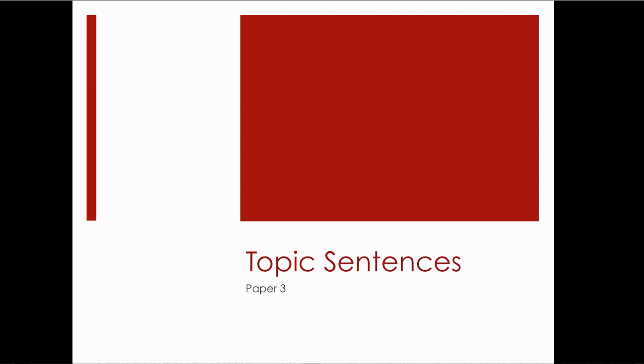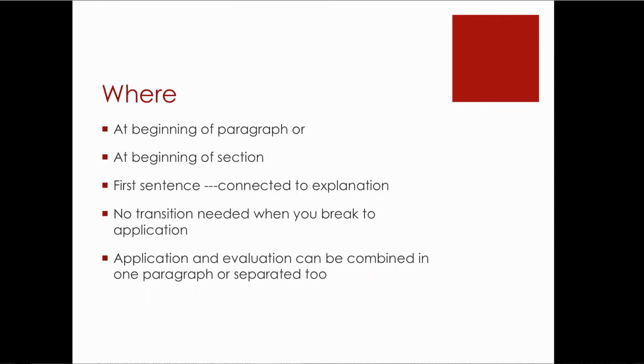Hi, I want to talk with you in this video lecture about topic sentences in paper 3. Where will these occur? Well, always at the beginning of the explanation. Now, if the explanation is part of a larger paragraph that includes the application and the evaluation, then your topic sentence will appear at the beginning of the paragraph.